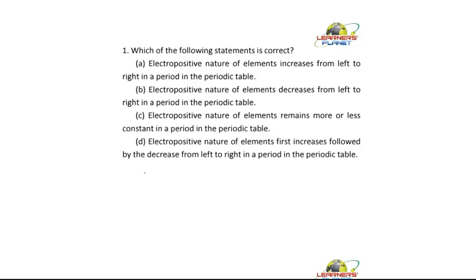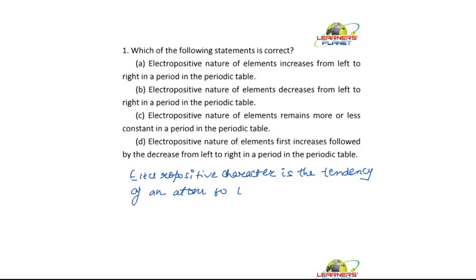I told you in the previous session that electropositive character is the tendency of an atom to lose electron. Right? So this is your electropositive character, that is a tendency of an atom to lose electron. Now what happens to it?